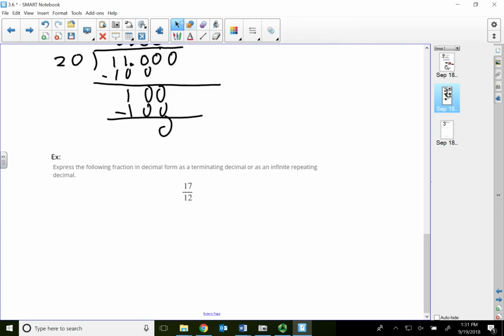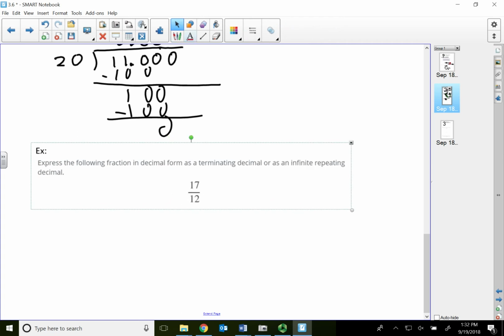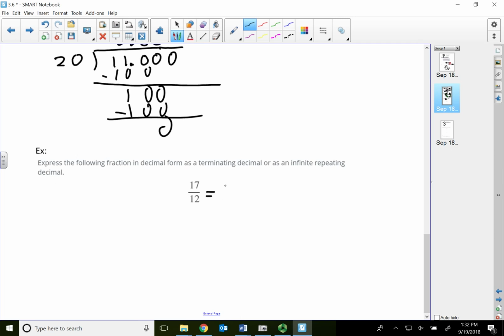All right, this example is an improper fraction. I don't know if y'all noticed that. 17 over 12 is an improper fraction, which most of y'all already know. This is going to be 12 going into 17 about one time. So I already know my answer will be slightly over 1. Whatever is on the top goes to the inside. Whatever is on the bottom, which is the divisor, goes to the outside. So the decimal is behind the 7. Let me just get myself a few zeros just in case I run into repeating decimals.